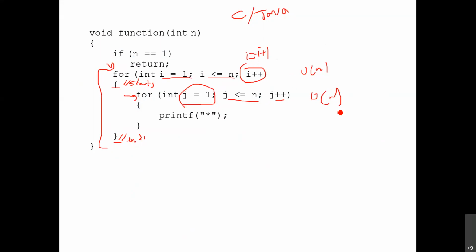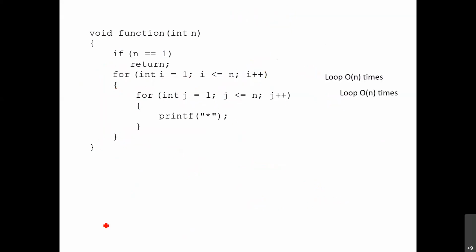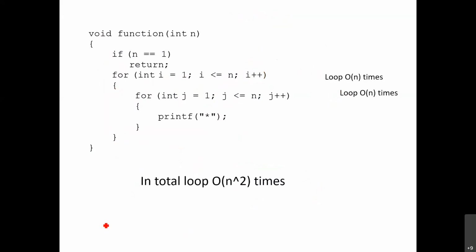So how do we relate them together? Well, you just multiply them. If you have a for loop, and inside it there's another for loop, whatever complexity the first is and the second is, just multiply them together. So it's going to be O of n squared. O of n times O of n is n squared.